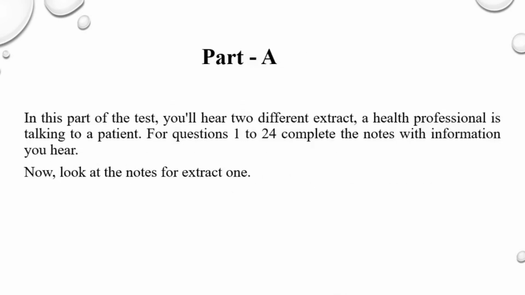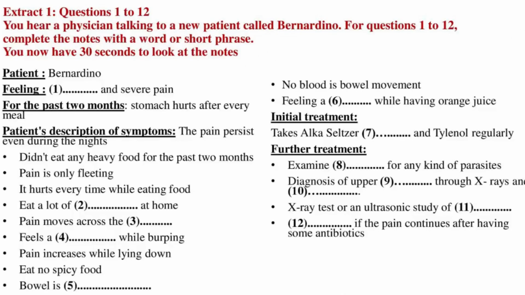Part A. In this part of the test, you will hear 2 distinct extracts. In each extract, a healthcare professional is talking to a patient. For questions 1 to 24, complete the notes with the information you hear. Now look at the notes for Extract 1. Extract 1, questions 1 through 12.